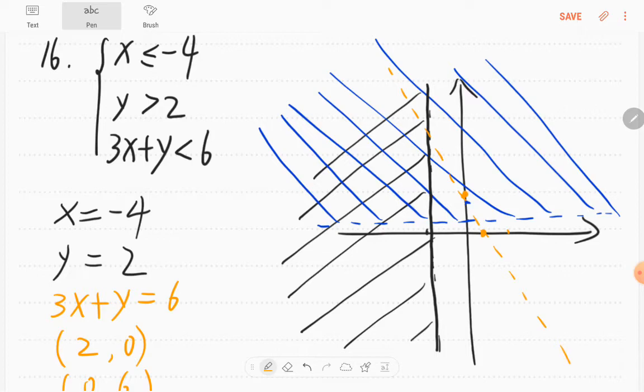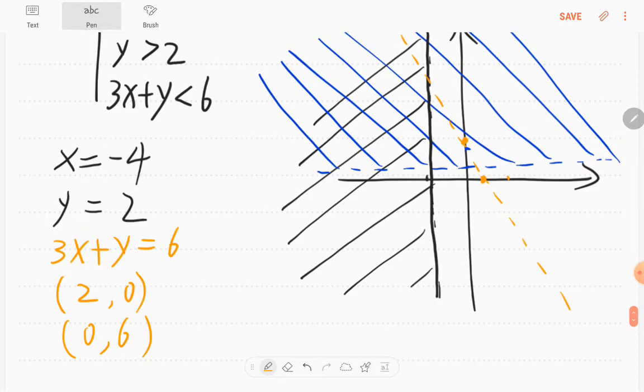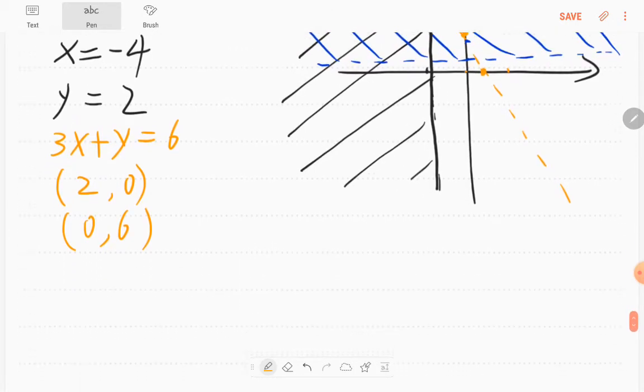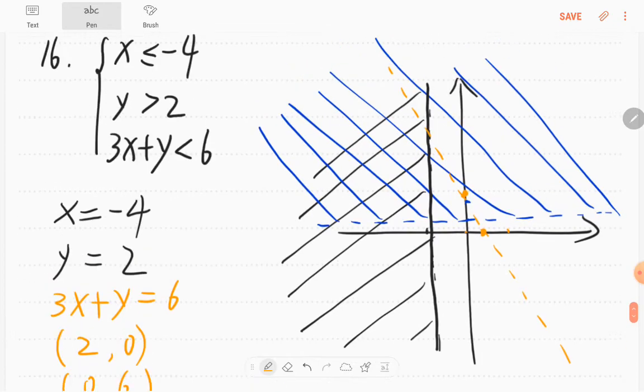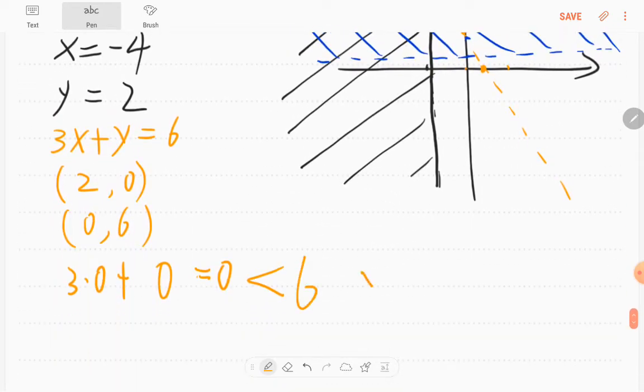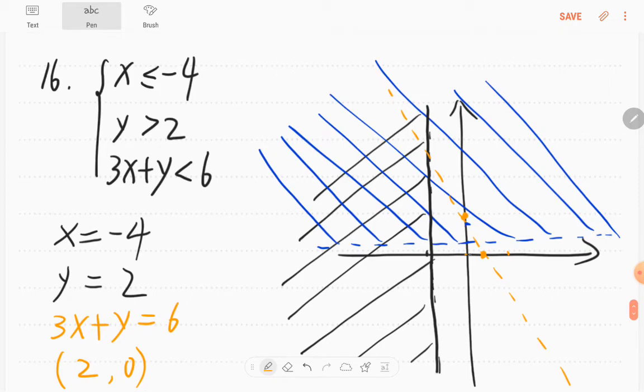So which part, right? We just plug in, we notice (0, 0) is here. So we use (0, 0). We plug in 3 times 0 plus y times 0 equals 0, which is less than 6. So this is true. So the half plane containing this point should be included. So this should be the plane.